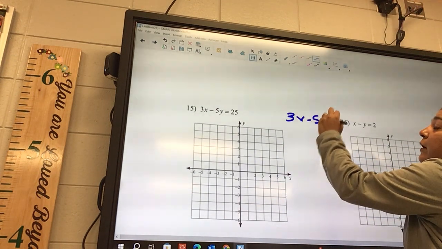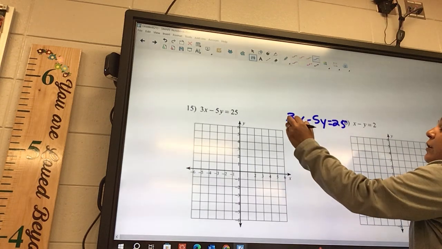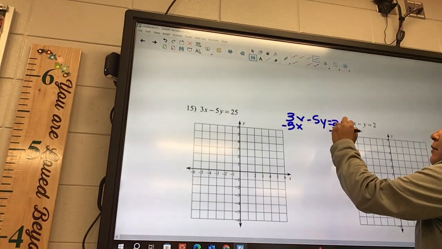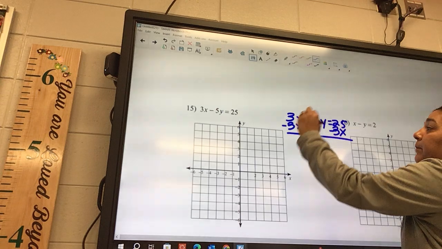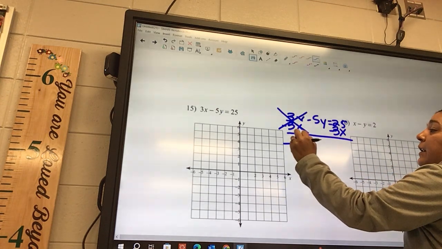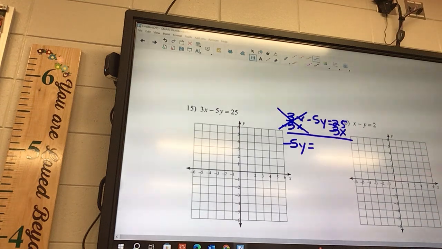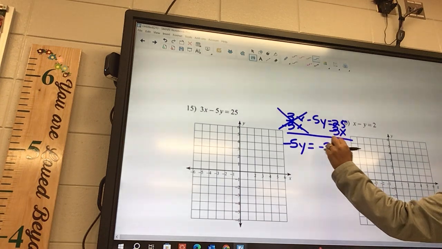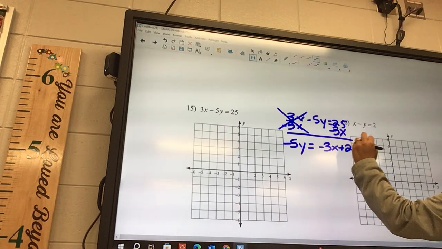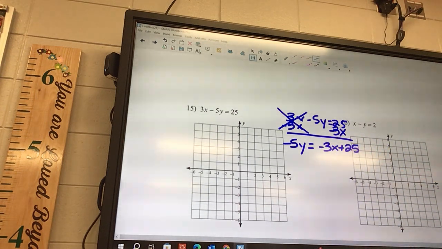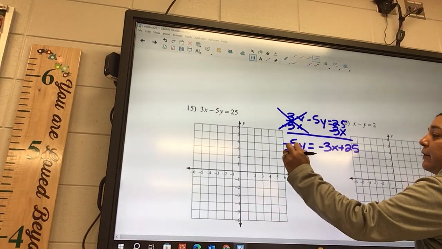Okay, and I'm going to write my problem over here. 3x minus 5y equals 25. Okay, so we're going to say minus 3x, minus 3x. Okay, so I'm going to get negative 5y equals, which one do I write first, the 25 or the 3x? 3x, so we're going to say minus 3x plus 25. Okay, and then what needs done? Divide every piece by -5.